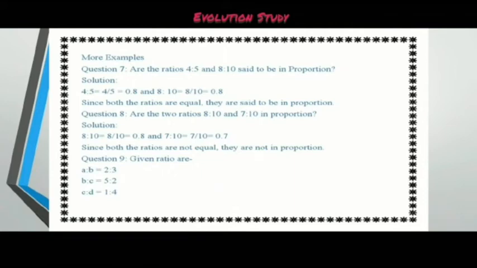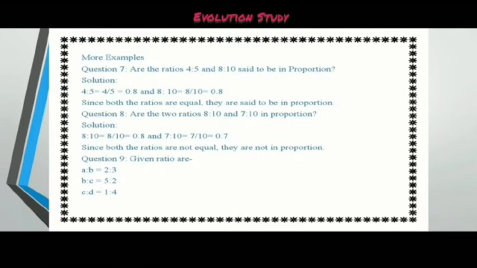Now question number 8 asks, are the two ratios 8:10 and 7:10 in proportion? So the solution will be 8:10 is equal to 8 divided by 10, which is 0.8, and 7:10 is 7 divided by 10, which is 0.7. Since both the ratios are not equal, they are not in proportion, right? I hope you have understood it this much.